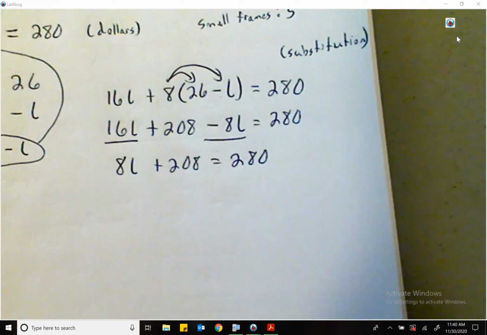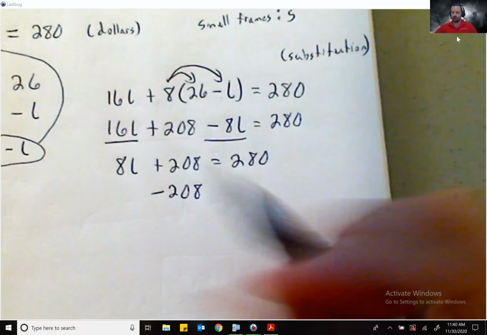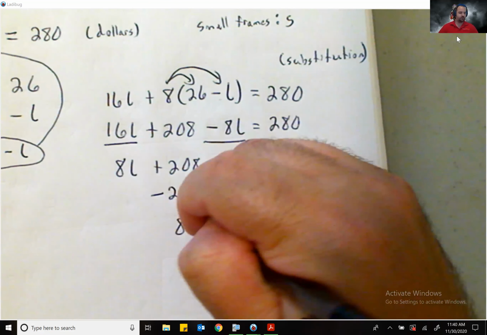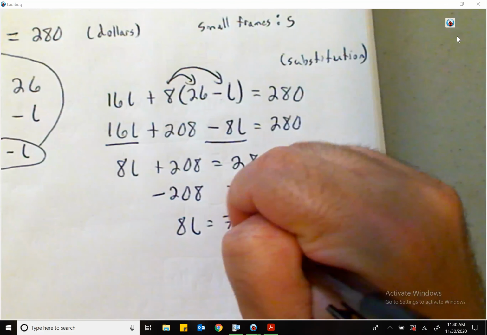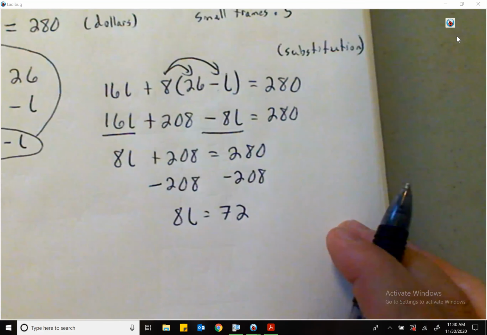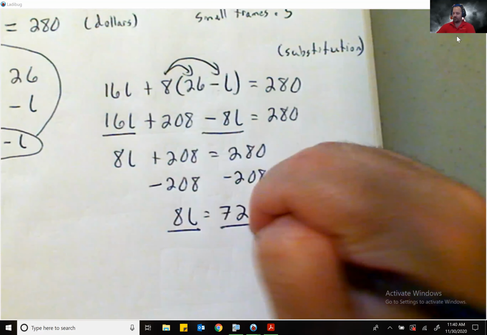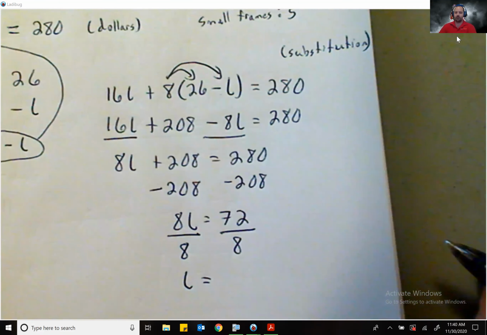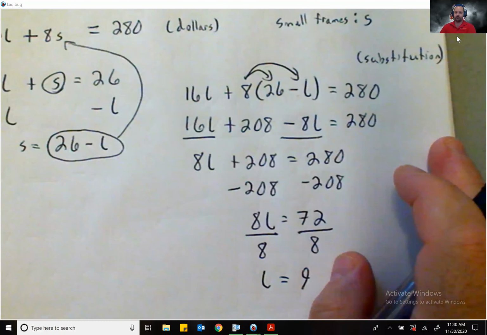No division yet. Subtract the 208 from 280. Let's get L by itself. So 8L equals 72. And now what? Now it's divide by 8. So how many large frames did we buy? 9. Perfect. How do I figure out my small frames?